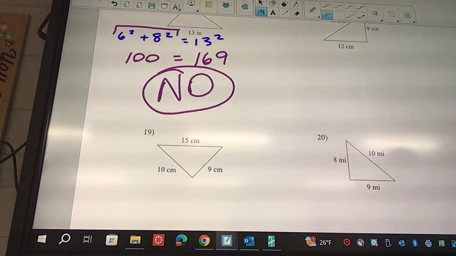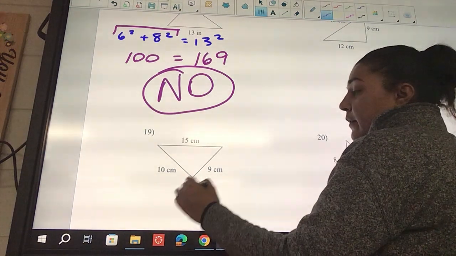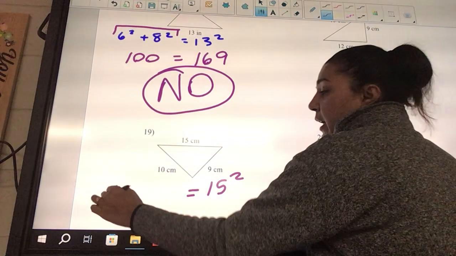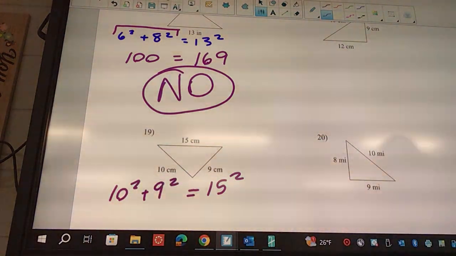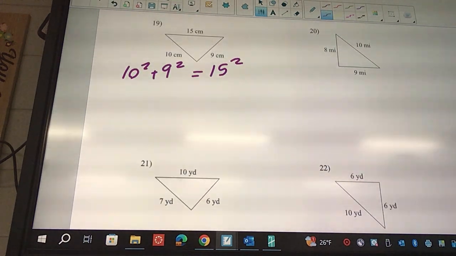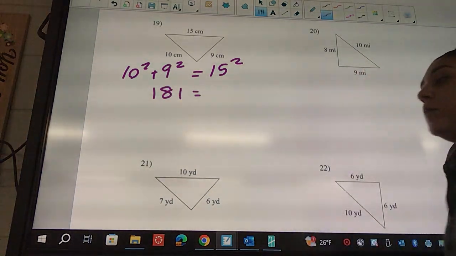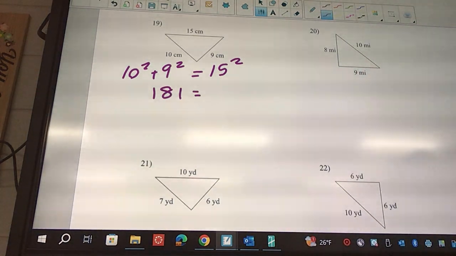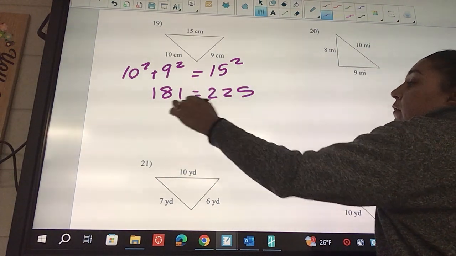Okay, 19. Which one is my C? 15. Okay, so I'm gonna have 10 squared plus 9 squared. What is 10 squared plus 9 squared? 181. What is 15 squared? 225. So is this a right triangle? No.